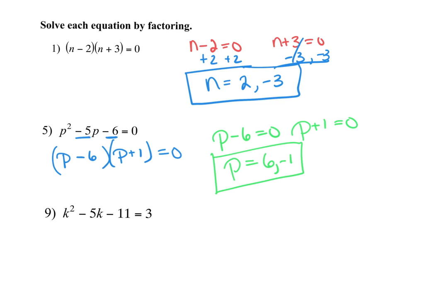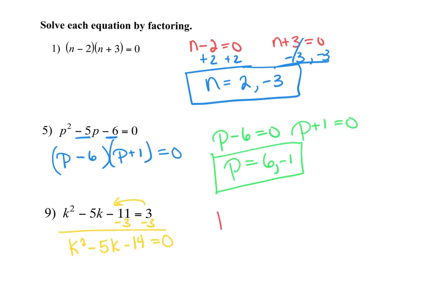So then number 9 is not equal to 0. So you have to move your 3 over to get it equal to 0. So move that 3 over. Negative 11 minus 3 is negative what? There we go. All right. These factors have to multiply to give you negative 14, but add to give you negative 5.